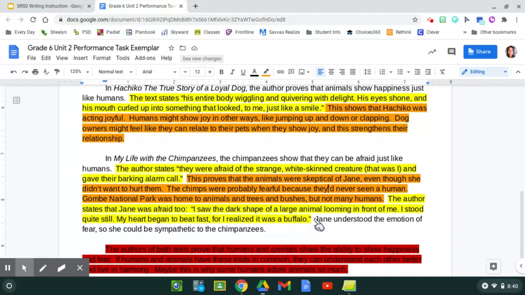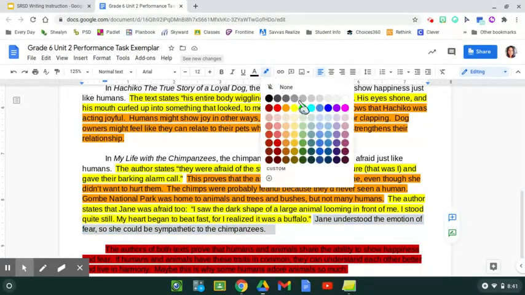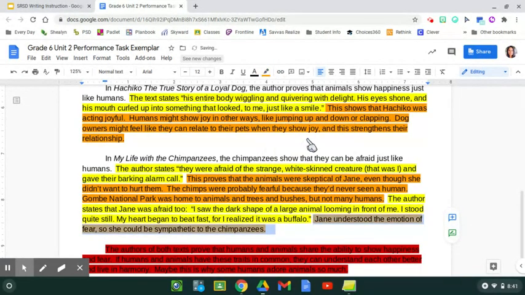Okay, so this sentence does not have a sentence starter, but we know that this is the author's thinking. This is not from the text. The author is trying to convey that from this evidence, we can see that Jane understands the emotion of fear. So this is going to be highlighted in orange. This is the author's thinking, the detailed examination.